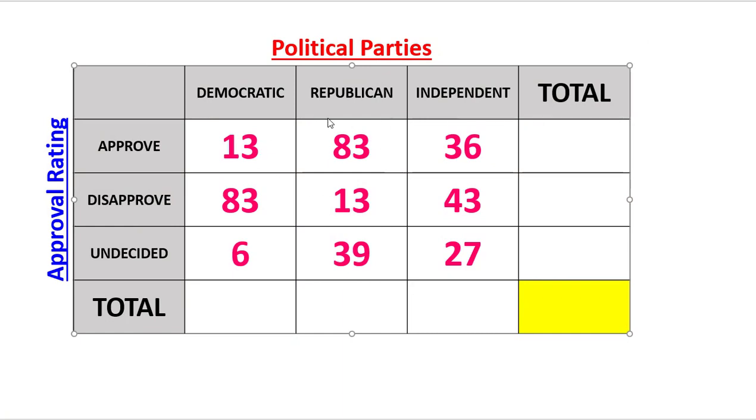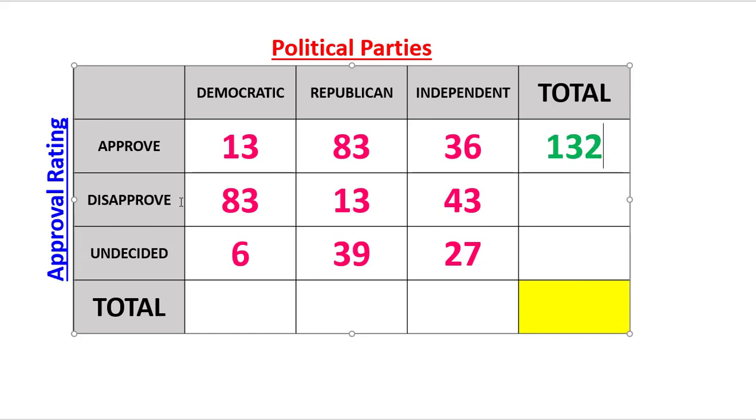So you saw from the questions that sometimes it's best to know the totals for each row and each column. Well, to find the row total and the column total, you just add each up. So if I wanted to know the total for this row, I would just add up all the numbers in this row. And that would be 13 plus 83 plus 36, which gives you 132.